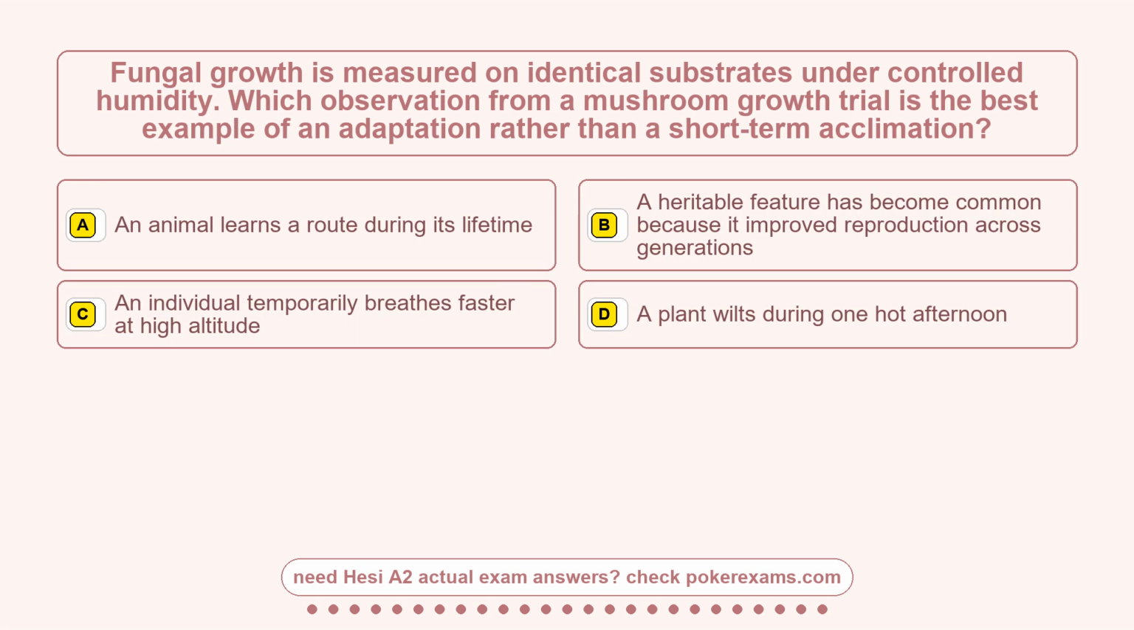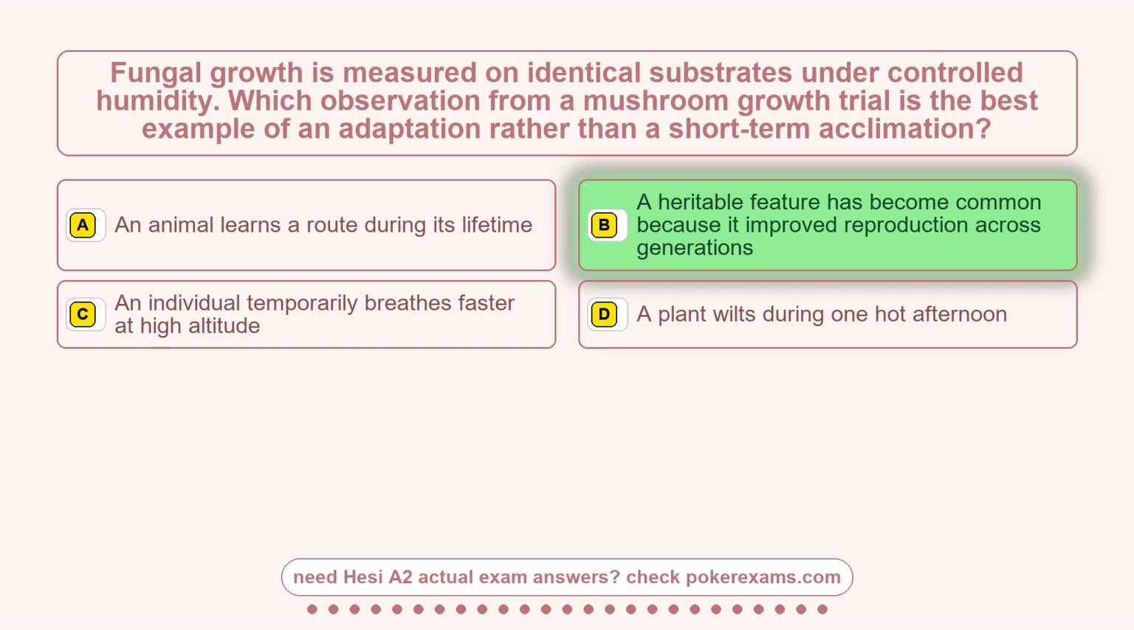Question 2. Fungal growth is measured on identical substrates under controlled humidity. Which observation from a mushroom growth trial is the best example of an adaptation rather than a short-term acclimation? Option A. An animal learns a route during its lifetime. Option B. A heritable feature has become common because it improved reproduction across generations. Option C. An individual temporarily breathes faster at high altitude. Option D. A plant wilts during one hot afternoon. The correct answer is Option B.